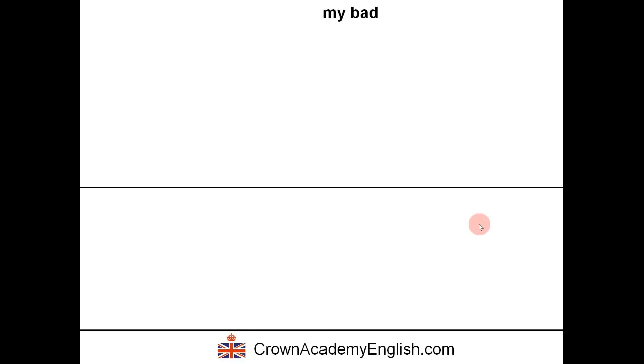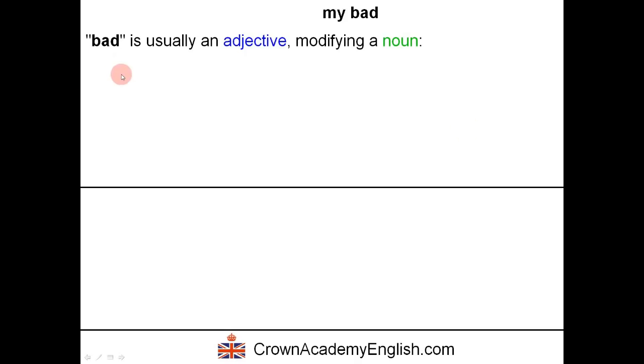My bad. So what does this mean? Well, let's do a very quick grammar revision. Bad is usually an adjective in English. Normally bad is an adjective and it modifies a noun. So here is a simple example. He is a bad singer. So singer is the noun and bad is usually an adjective.